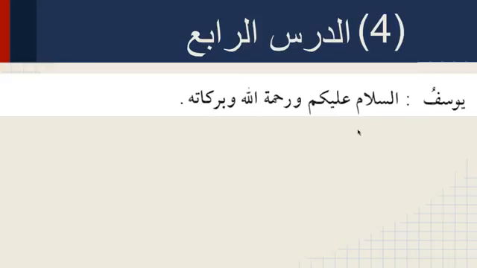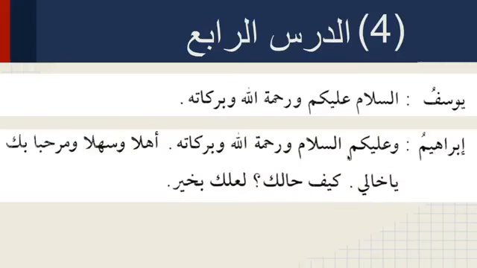So Yusuf is telling Ibrahim, Assalamu alaikum wa rahmatullahi wa barakatuhu. Ibrahim replies back, Wa alaikum assalam wa rahmatullahi wa barakatuhu. Ahlan wa sahlan wa marhaban. We're going to do this later on. But Ahlan wa sahlan wa marhaban bika means I welcome you, basically. Ya khali. So look here. Ya khali. What do we have here? We have ya, which is harf nida, and khali is a munada. That means khalu.